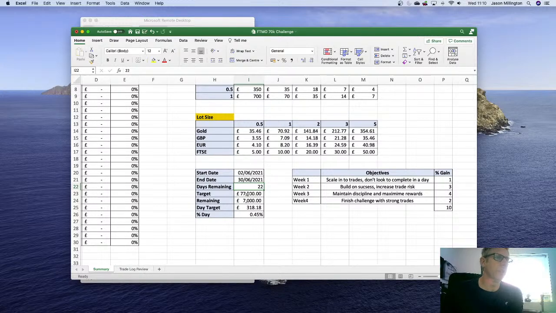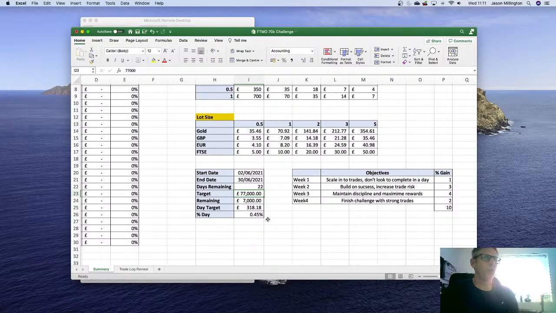So I'm looking to get a 10% return. That's £7,000 on the account. An approximate daily target of £318 or 0.45%. So for me, breaking the trading down into the smallest chunks possible allows it to be a bit more manageable.